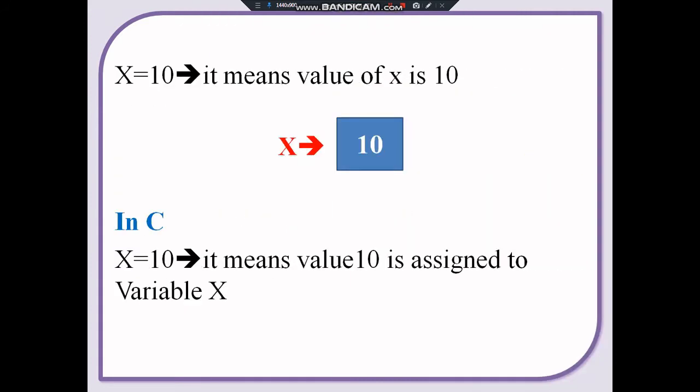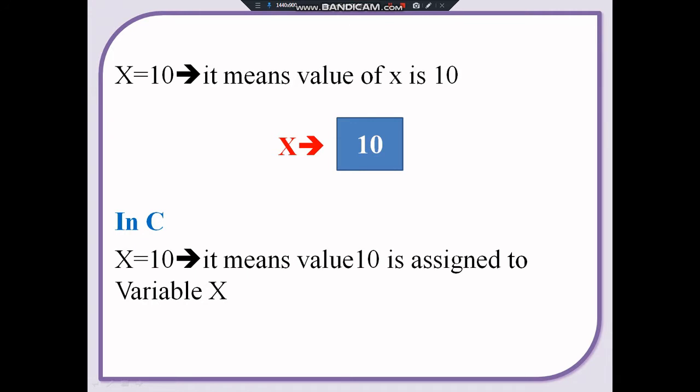If I write x equal to 10, in case of maths, it means that the value of x is 10, or x represents the value 10, correct. So this square is nothing but a container which stores the value 10, and x is representing this value. Now in C, if I write x equal to 10, it means that the value 10 is assigned to x. Okay, and x is my variable, and this value is assigned to the variable.